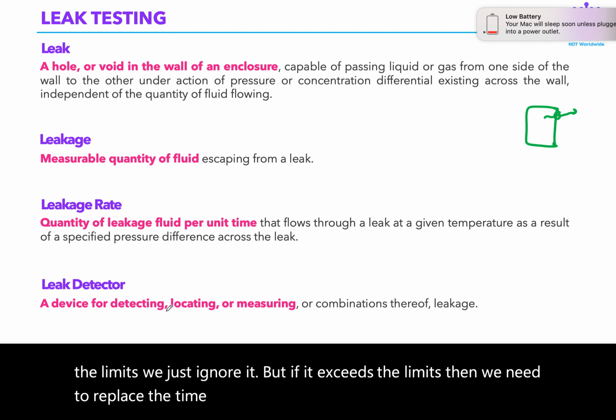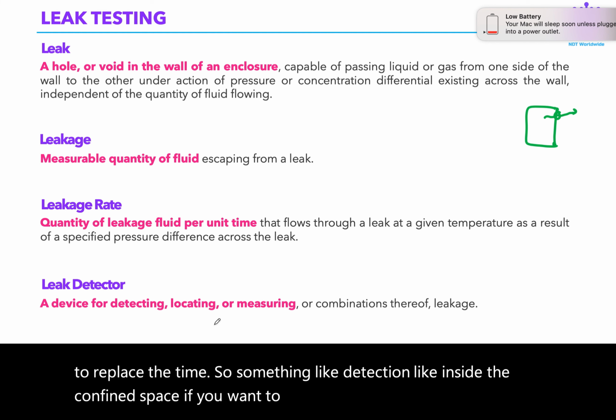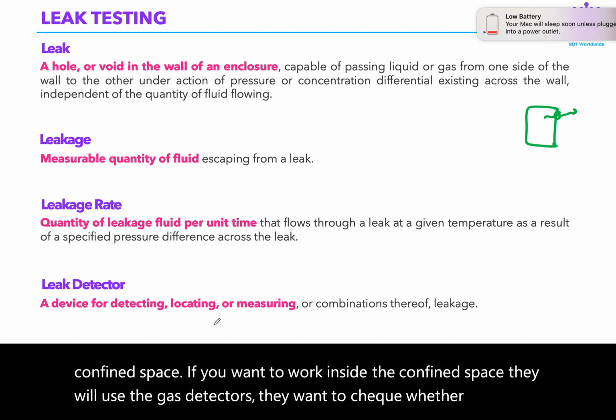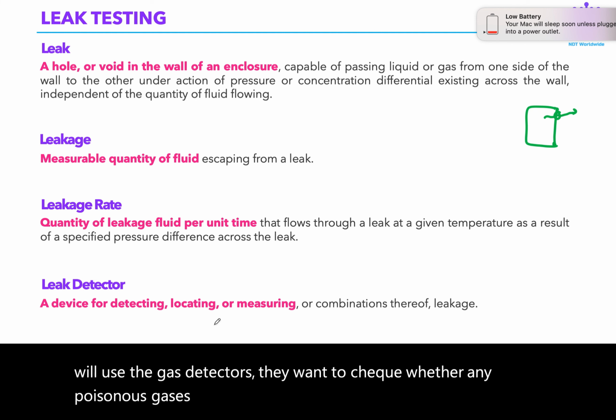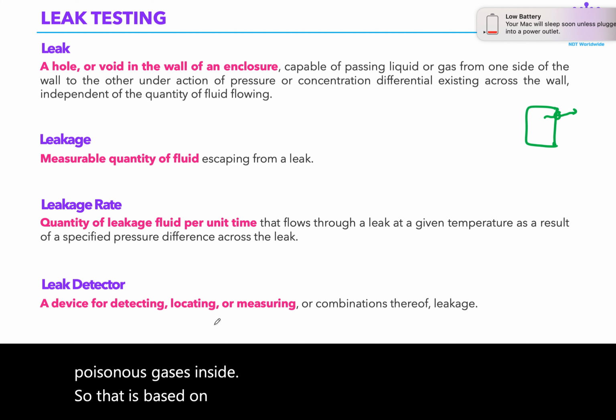Something like detection inside a confined space: if you want to work inside a confined space, they use gas detectors. They want to check whether there are any poisonous gases inside. That is based on your requirements, based on the work permit system requirements.